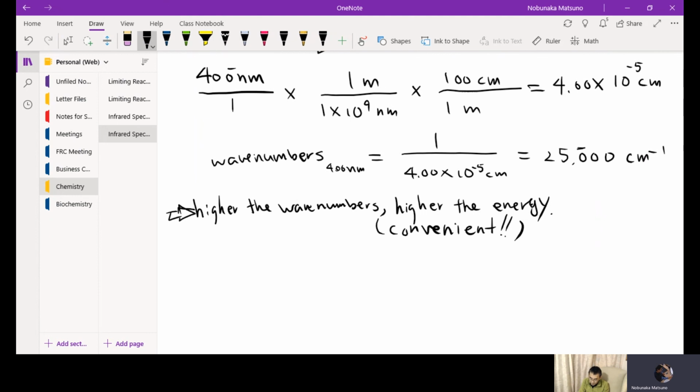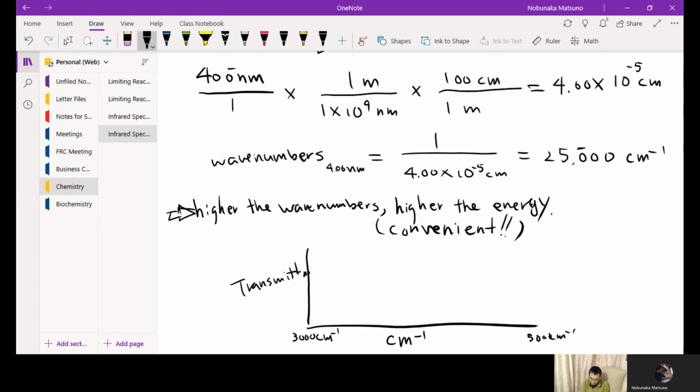So now, infrared. If you have the infrared spectrum, you'd see wave numbers, and this side happens to be, I don't know, 3,000 wave numbers. This side happens to be like 500 wave numbers. Then you have either transmittance or absorbance, depending on how the spectrum is taken.